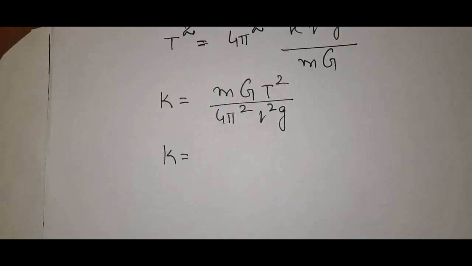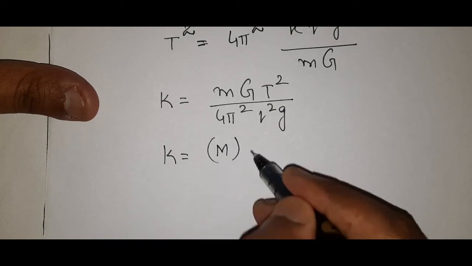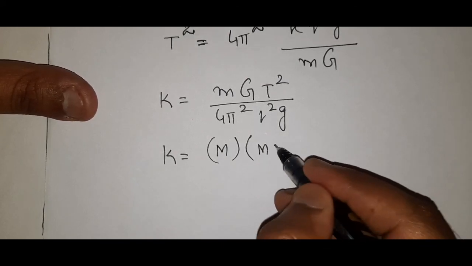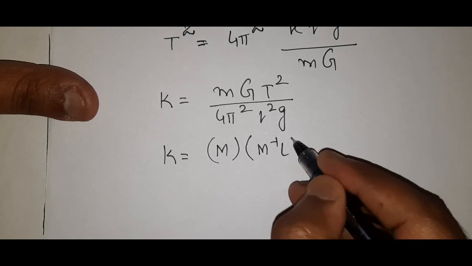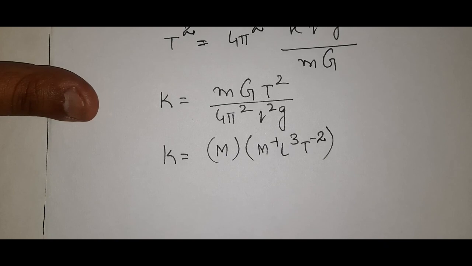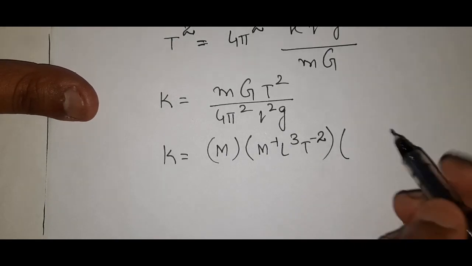Now M is mass. G is the universal gravitational constant, which we have already calculated: M minus 1, L cube, T minus 2. And then T square, that is time square.